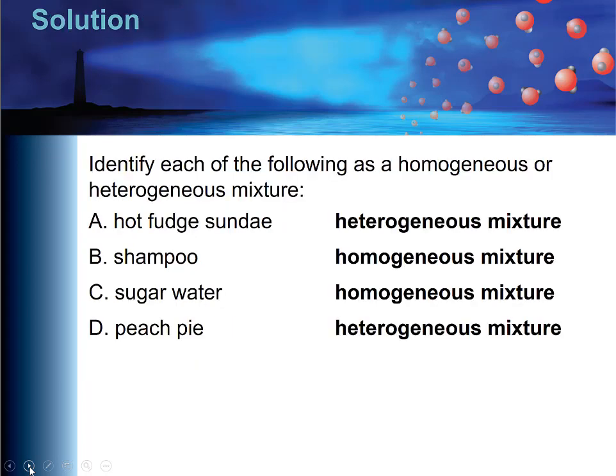So a hot fudge sundae, I could easily see the hot fudge and the ice cream and the nuts, so that would be heterogeneous. Shampoo all looks the same throughout, so it's homogeneous. Sugar water, if you have it all mixed in and it all dissolves, you can't distinguish the sugar from the water, so that would be homogeneous. And peach pie, I would have the crust, I would see the peaches, I could see some of the juice, so that would be heterogeneous.